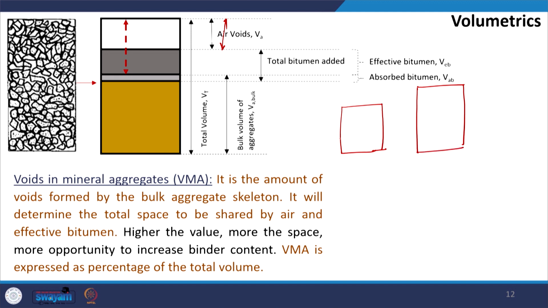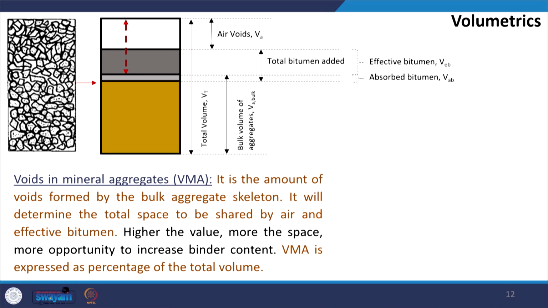Let us say that the air void content I am fixing is the permissible air void. So, you see here you have this much space available for effective bitumen, and here you have this much space available for effective bitumen. So, this shows that the more the VMA, the more will be the space and the opportunity to increase the binder content.